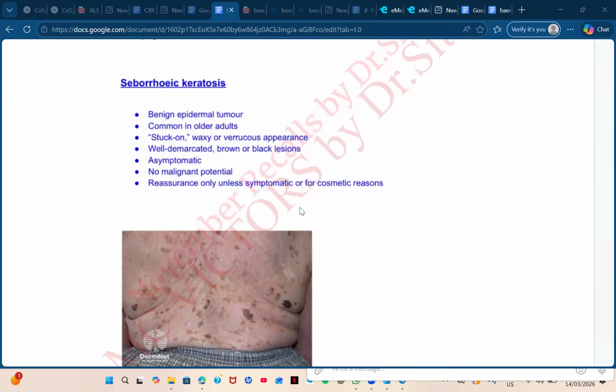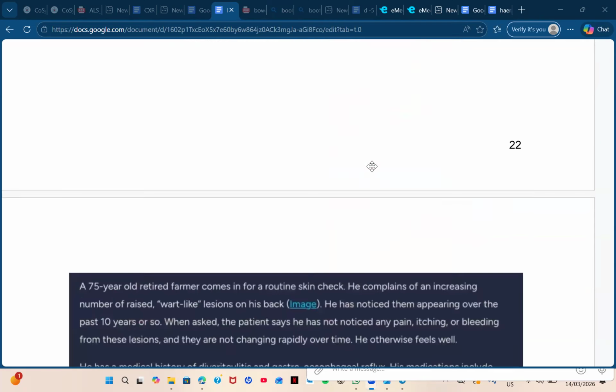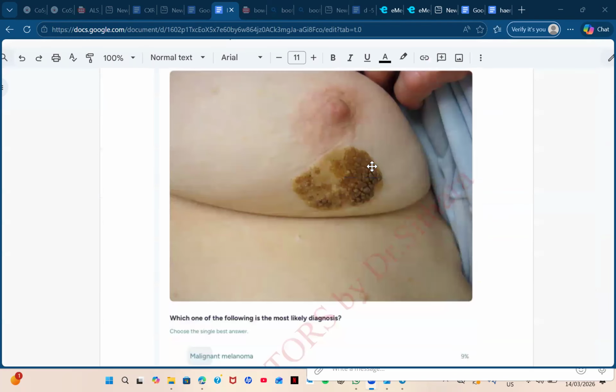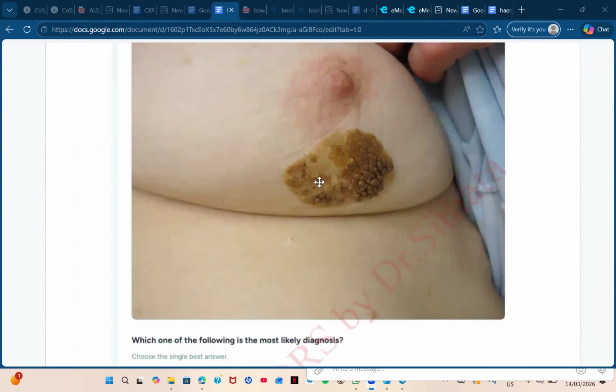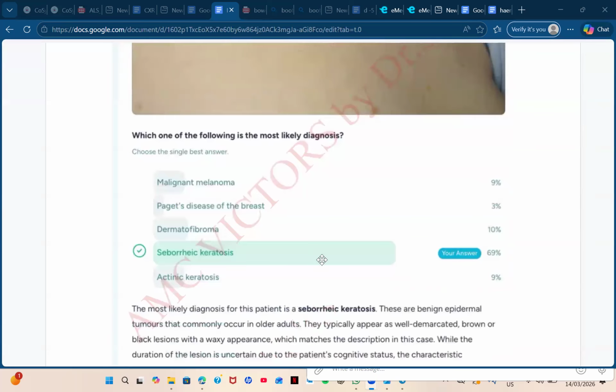You should go through those videos; they are not very long. Okay, so here we'll do some questions. It's very easy, right? You can see the waxy appearance here. So this is also a good example of seborrheic keratosis.